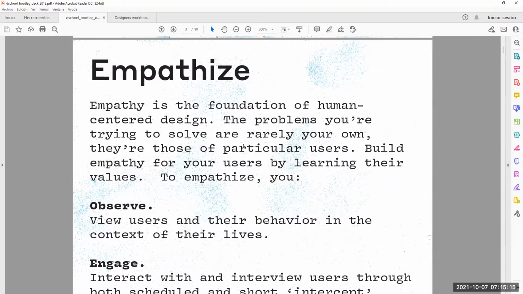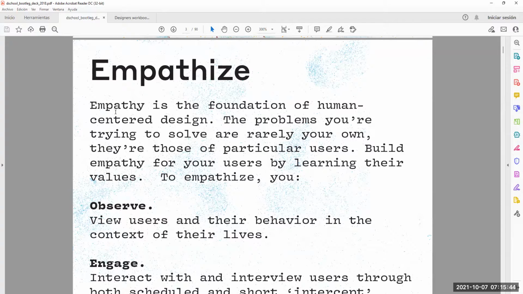Let's have a look at this definition, guys. We really need to understand this, because this is what you are going to do with these interviews and everything that you have prepared. It says empathy is the foundation of human-centered design. The problems you are trying to solve are rarely your own. They are those of particular users. Build empathy for your users by learning their values.